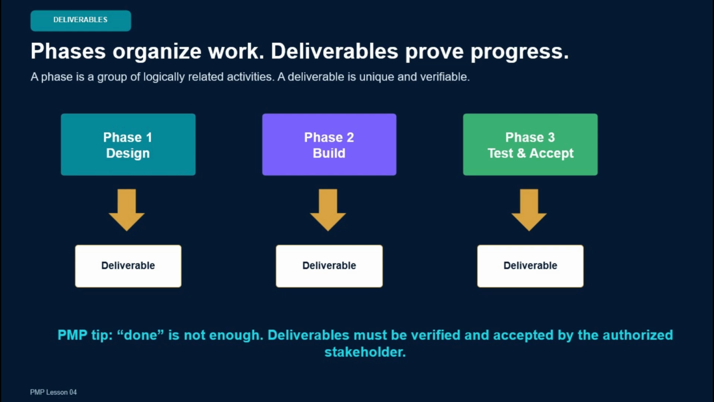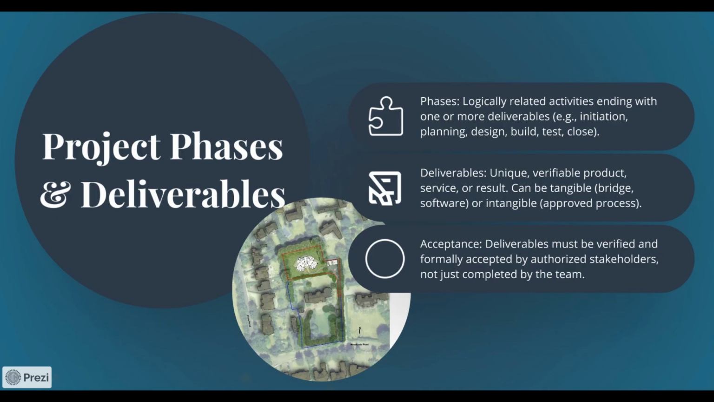A deliverable is any unique and verifiable product, service, or result. A deliverable can be tangible or intangible. A tangible deliverable could be a bridge, a warehouse, a software module, a report, or a training manual. An intangible deliverable could be an approved process, a completed analysis, or a business decision.